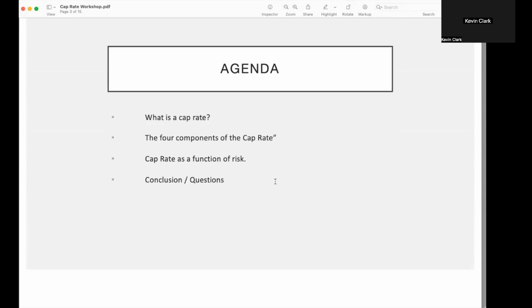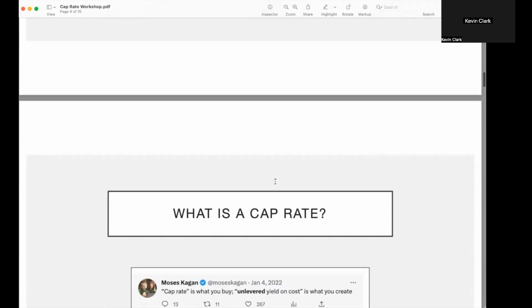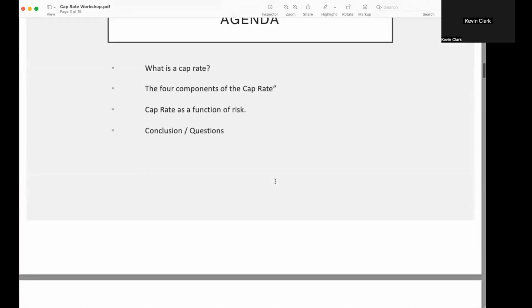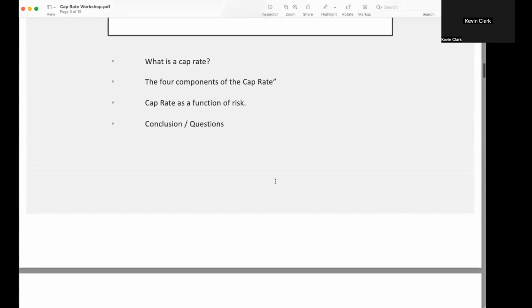With that in mind, here is what we're going to talk about today. We're going to cover what is a cap rate, go through the four components of a cap rate, how cap rates ought to be a function of risk, and we'll talk about some conclusions and some questions. If we can, I'd like to hold questions off until the end. That way, anything that you don't like about what I'm saying or want to ask more about, we can just cover. Everybody has that opportunity at the very end.